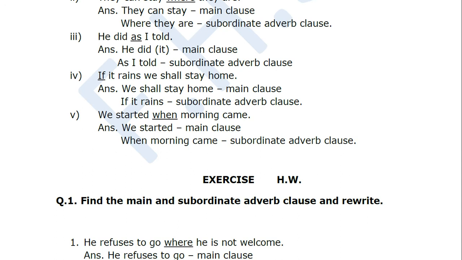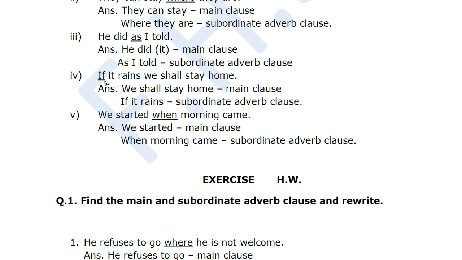Third one, he did as I told. So if you see your subordinate clause, a subordinator is as. And what is your main clause? He did. But is he did complete? No. So can you add he did it? Yes. And it becomes complete. But in your answer, remember this, what I've given in the bracket is not to be written. So he did is your main clause. Now, in what manner did he do? As I told him. So he followed the instructions that I gave. So as I told is your subordinate adverb clause.